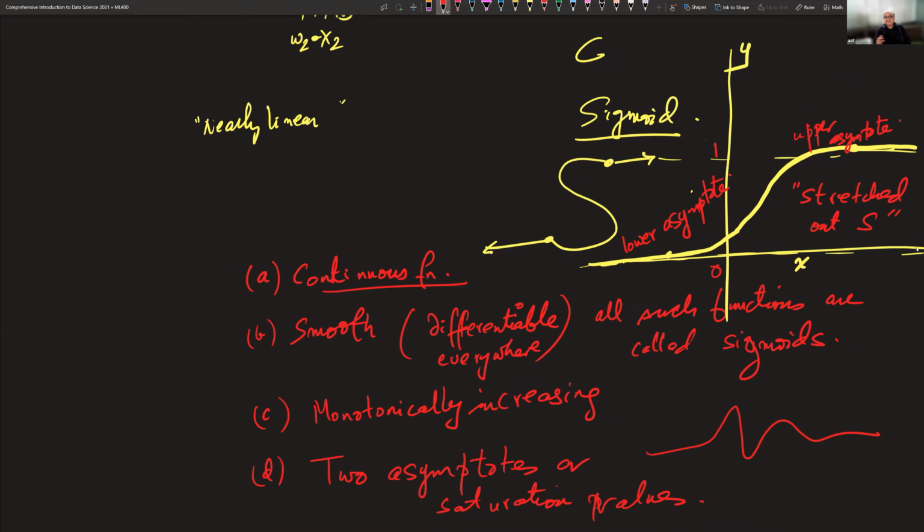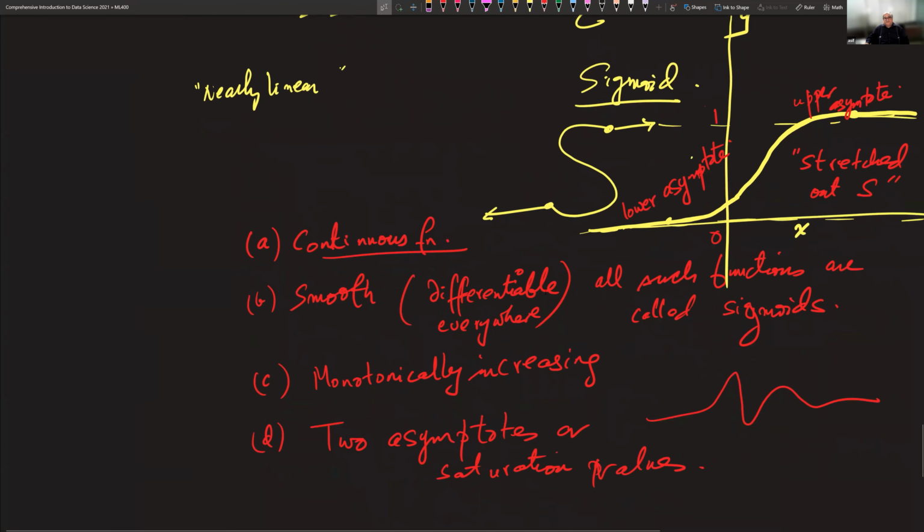This is it. And it turns out that at one point people thought that in neural networks that's a good thing. Today we are not so sure. We actually prefer activation functions that don't have saturation points, at least in one direction. So that's that, but this is it. Now, how many functions have this property? It turns out that there are many functions.